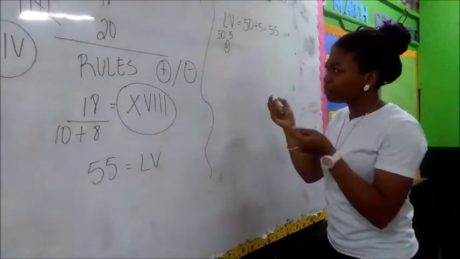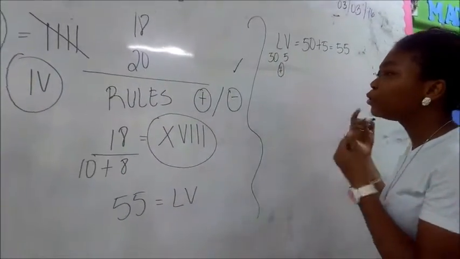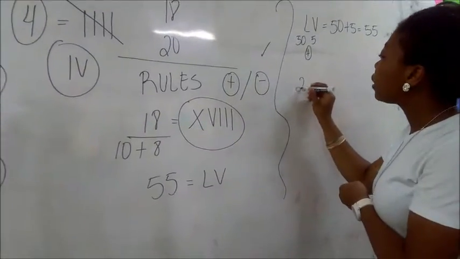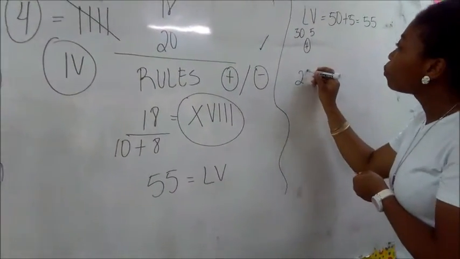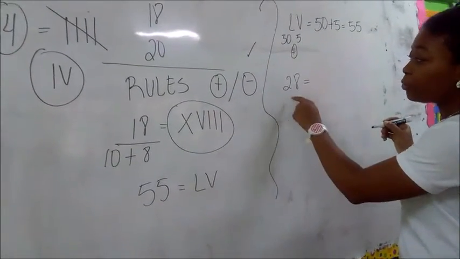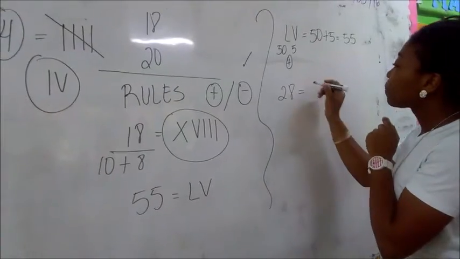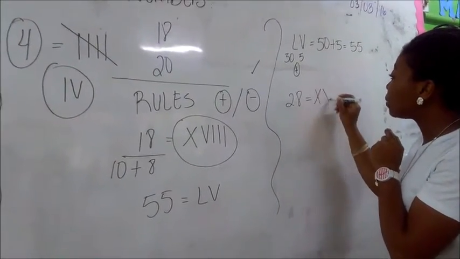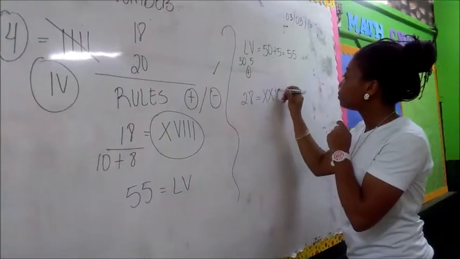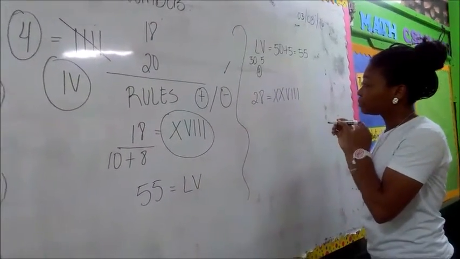But in case we want to subtract, or to know about a number that is less than the others, in the case of 28, we're going to do this one and then another one. 28: we know that the number 20 is going to be represented by 2 X's, and the number 8 like this one.